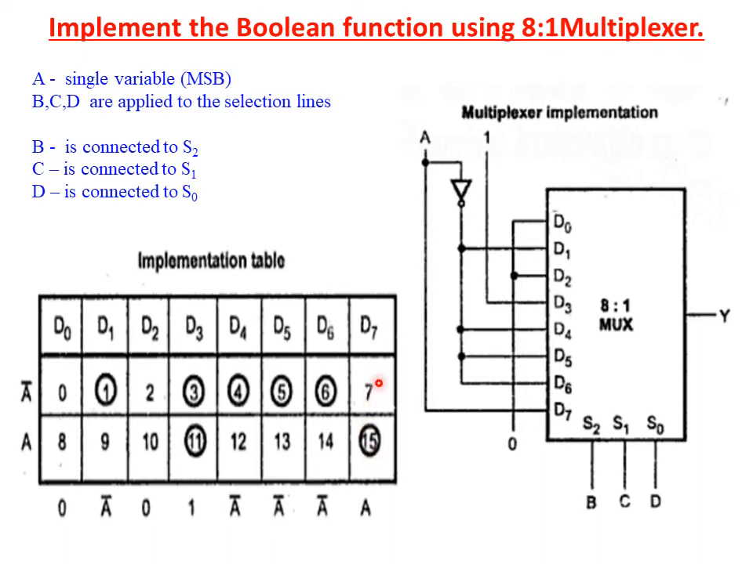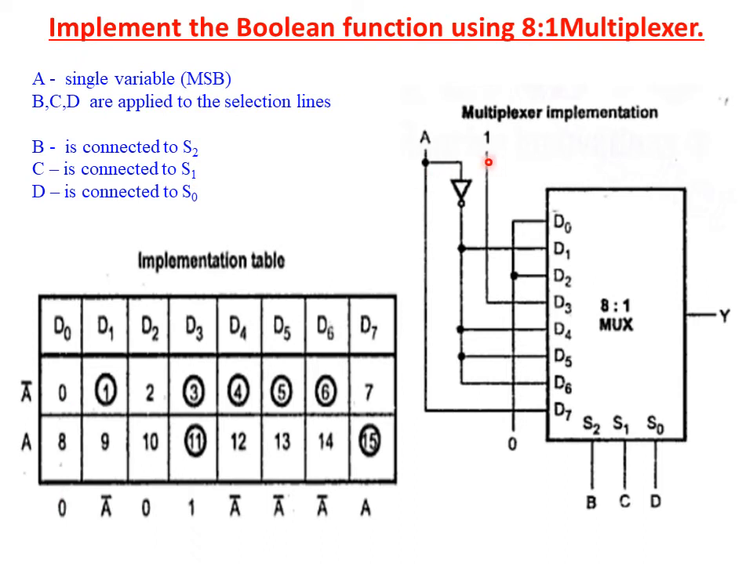Then we will write the answer. So here only this is grouped, the equivalent input is A. Here this is A bar, this is A bar, this is A bar. Here both are grouped, so A plus A bar is equal to 1. Here nothing is grouped, 0. Here only this is grouped, equivalent input is A bar, so A bar is written. And here nothing is grouped, 0.